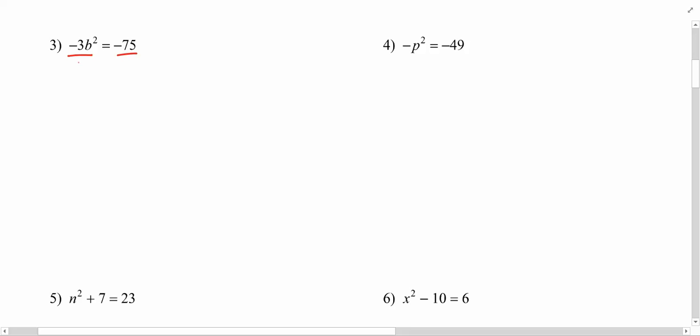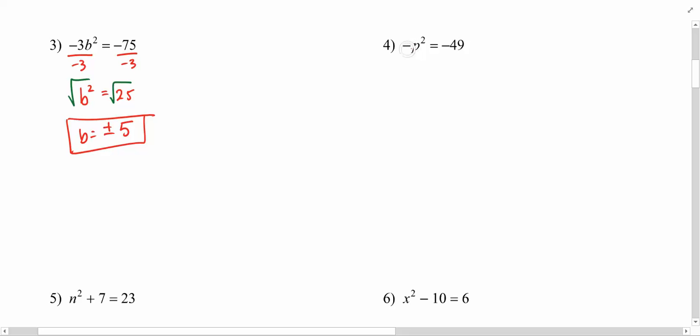And what we have to do here is divide by the coefficient that's out front. We can't get at this b by itself until we eliminate the coefficient that's here. And so in this case we can divide both sides by negative 3. This leaves us with b squared equal to a positive 25. And now we can introduce the square root symbol and see that b is equal to a positive and negative 5.